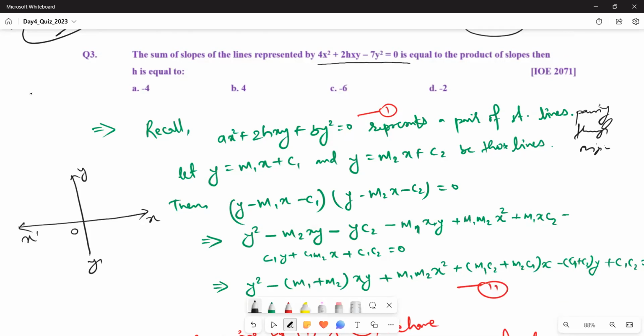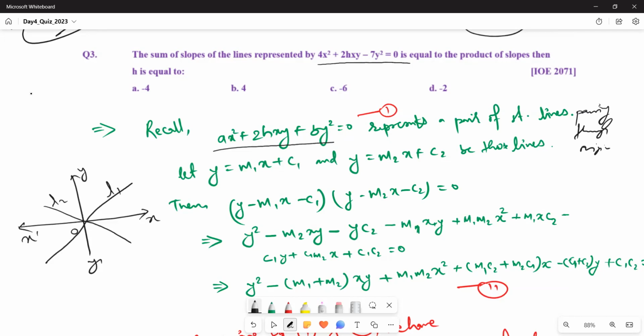So this homogeneous second degree equation represents lines L1 and L2. Okay. So recall that ax square plus 2hxy plus by square equal to 0 represents what? A pair of straight lines passing through origin. So let's suppose L1 and L2 are those lines. Those can be any general lines, passing through origin, right? Just for generalization, suppose L1 and L2 are those two lines.